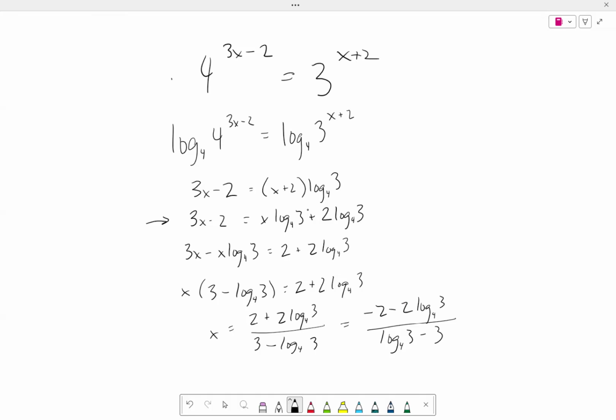So we have a path, like a conversation that's flowing. From class, we could go from here to here. That's just saying that a to the b is equal to c. We could change that to log base a of c equals b. Hope that makes sense. If we have 4 to the something, and this is equal to c, then it's log base 4 of this side, that's c, equals 3x minus 2.